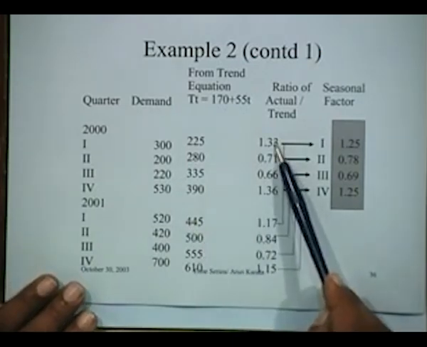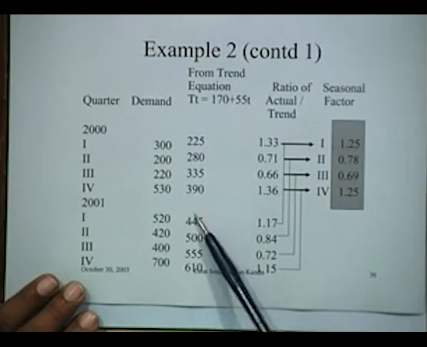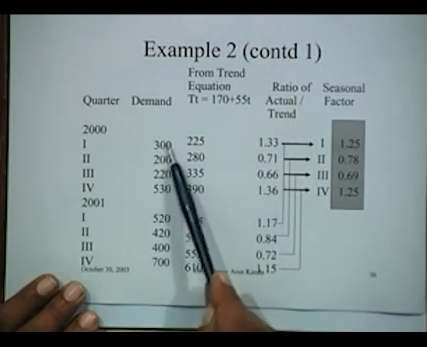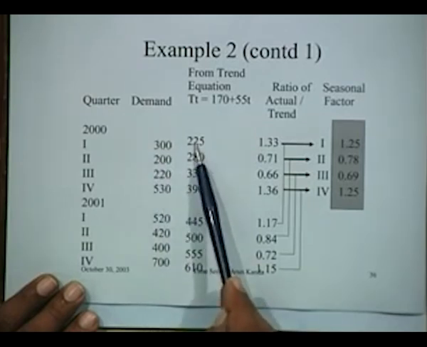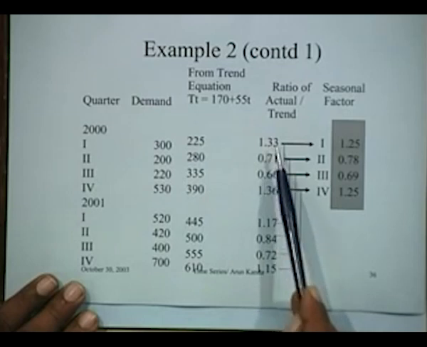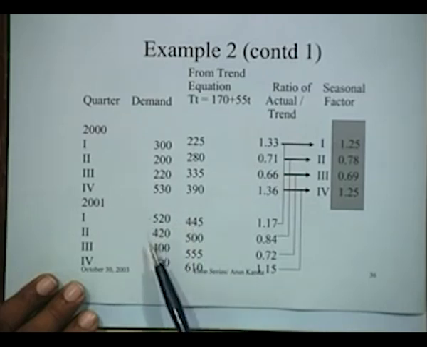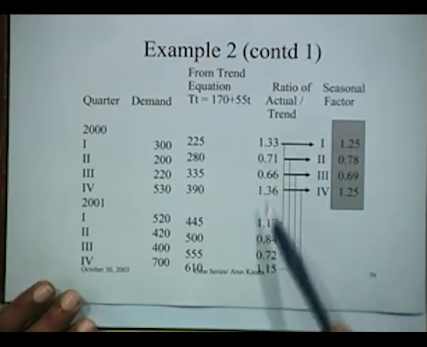Then we are interested in finding out the seasonality factors. What you do is, you take the actual to the trend. This is the actual that you have. Actual is 300 divided by 225, which is 1.33, and 0.71, 0.66, 1.36, that is for the first year. When you do this analysis for the second year, this will be 520 by 445, which is 1.17, 0.84, 0.72, 1.15. Now these are different, right?